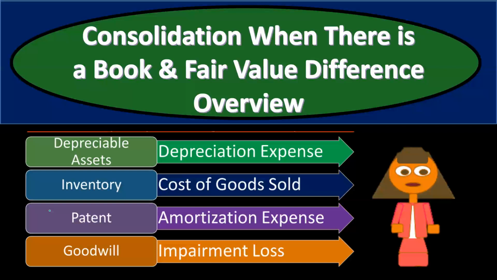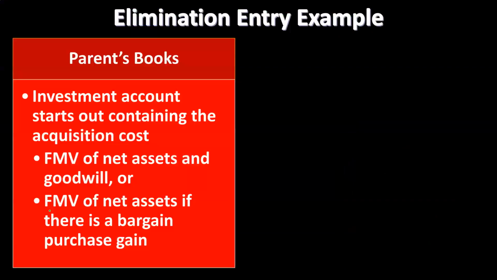That means we're going to take two separate sets of books, combine them together as if they were one, and we have some complications with the fact that when the purchase took place, there was a difference between the book value and the fair value. What will be the effect of that difference on the consolidation process?